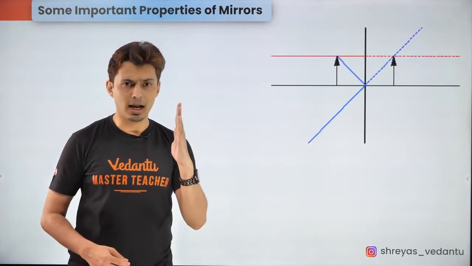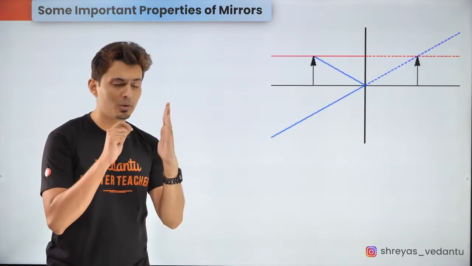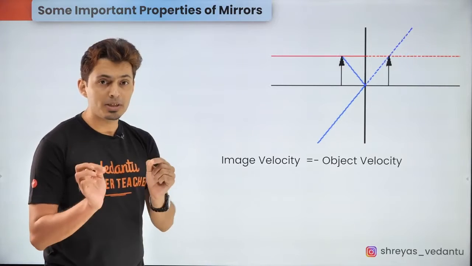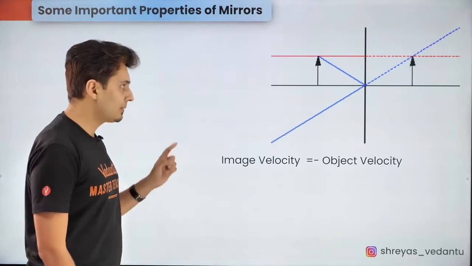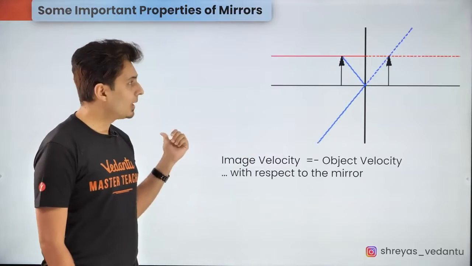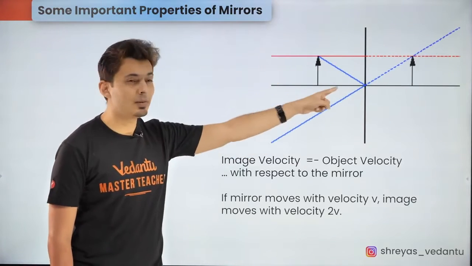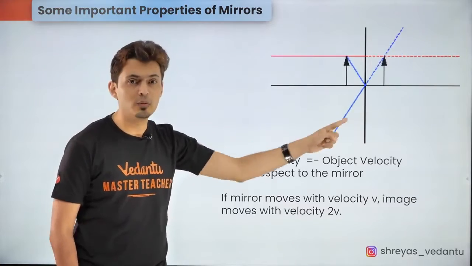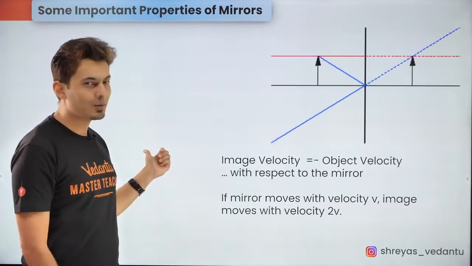If you take a mirror at rest and you take an object and move it towards the mirror, you will see that the image velocity is equal to the object velocity but with a negative sign because the directions are opposite, and all of this is with respect to the mirror. But if you keep the object at rest and move the mirror itself with a velocity of v, then you will find that the image will move with twice the velocity as that of the mirror.